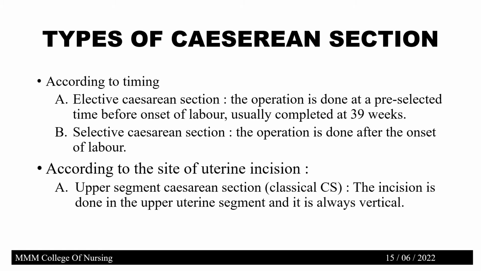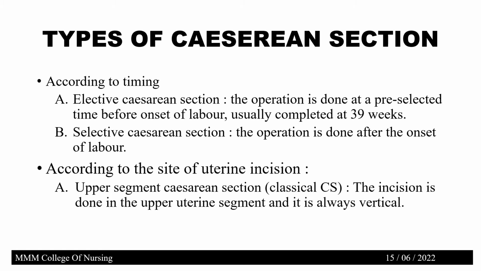Elective means the operation is done at a pre-selected time before onset of labor, usually completed at 39 weeks. So before there is pain. Onset of labor means the mother will have pain. So before that we decide some auspicious time, maybe the patient selects the time, and at that time the elective cesarean section is carried out.